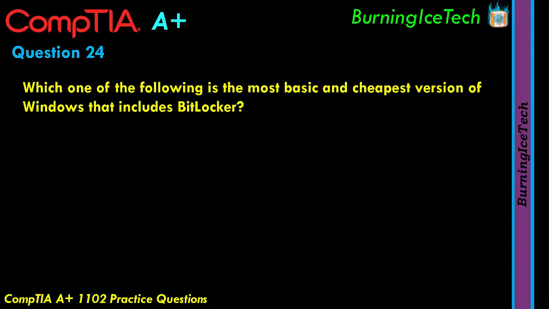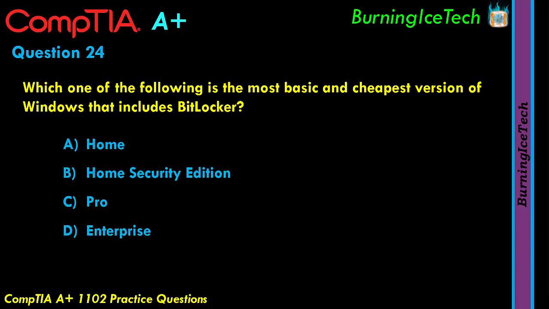Question 24. Which one of the following is the most basic and cheapest version of Windows that includes BitLocker? So they're not asking you what is the cheapest version of Windows. They are asking you which one of the versions of Windows is the cheapest that actually includes BitLocker. So you're going to have to start from the bottom of Windows and go up the ladder until you find an edition that actually comes with BitLocker.